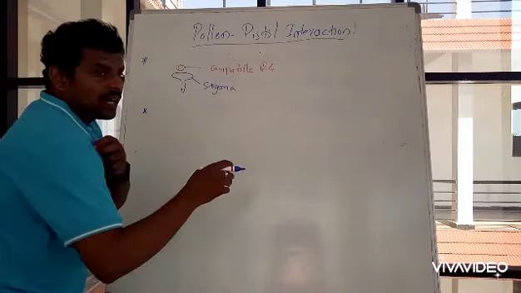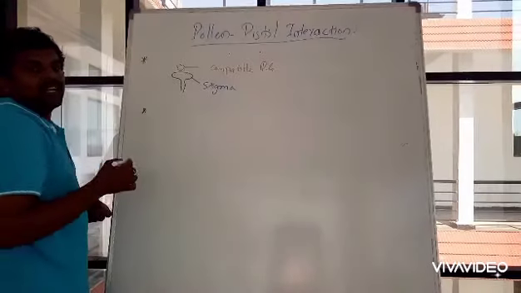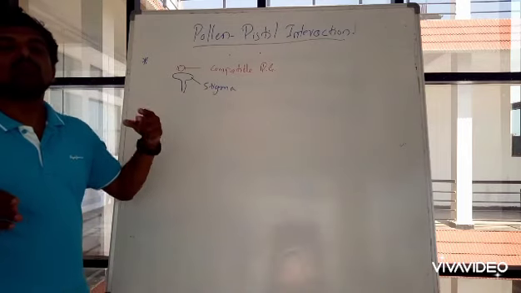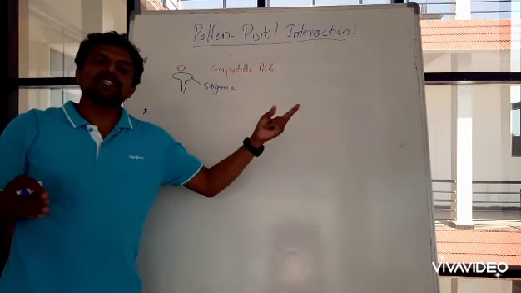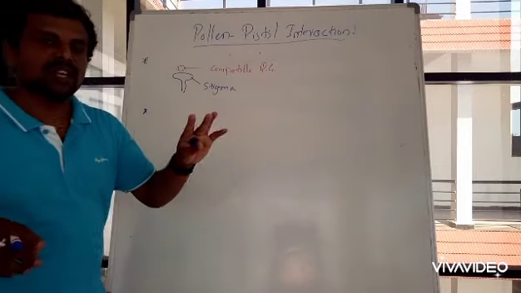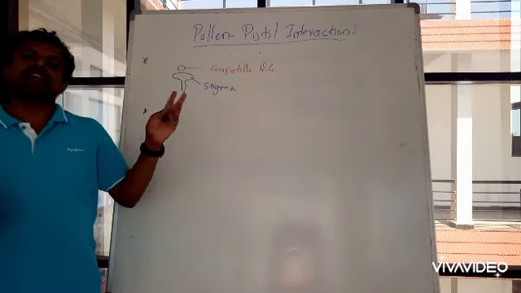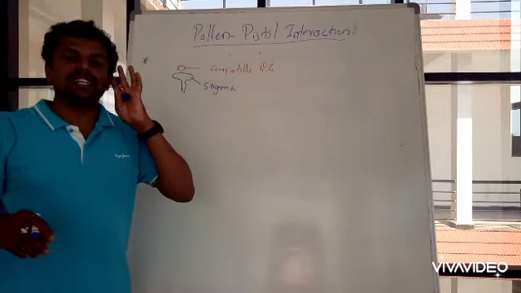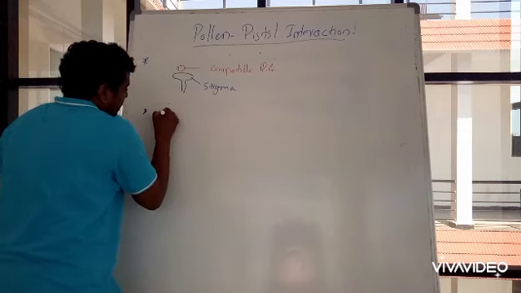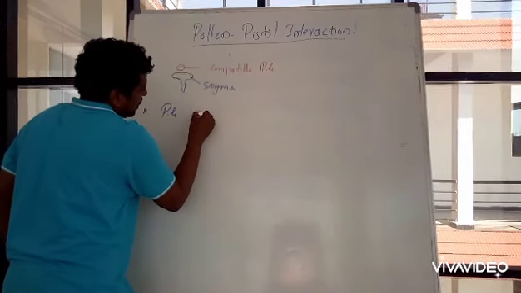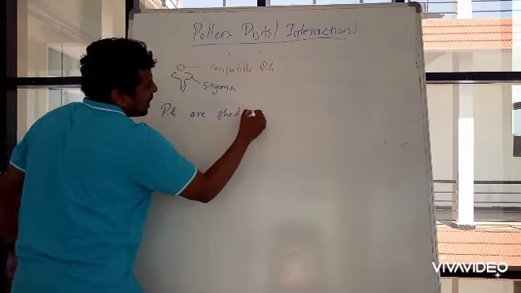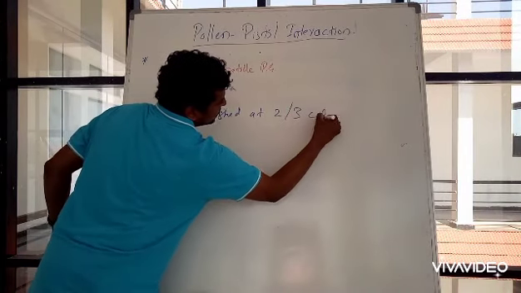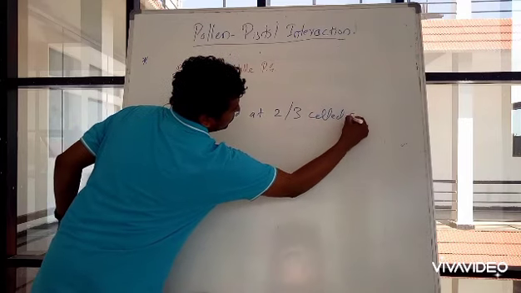So now we already know that the pollen grains are of two different types. They are shed at 2 cell stage as well as at 3 cell stage. In some plants, the pollen grains are shed at 2 cell stage, and in some plants, the pollen grains are shed at 3 cell stage.